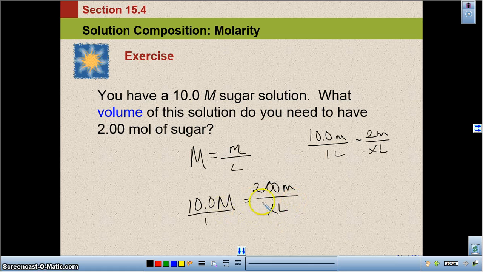Or if you can manipulate it algebraically, again, you cross multiply and solve for X. So either way we do it, we have 10 times X equals 2 times 1 in this case. So we take 2 divided by 10. X equals 0.2 liters of solution, and that's your answer for that problem.